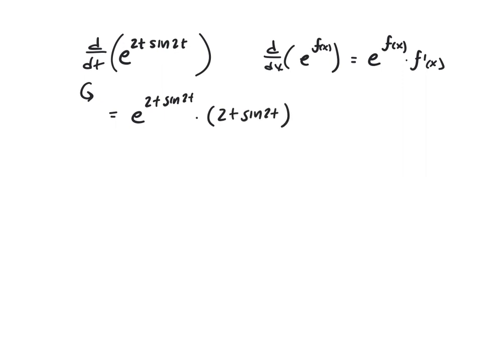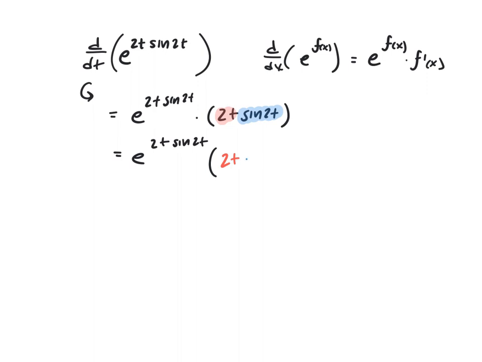sine of 2t. Now, this is just a product of two functions, right? So I'm just going to break it up. You could make the two functions anything you want here, but you have this first function and this second function. So it's a product of two functions, and you can use the product rule, right? So it's going to be e to the 2t sine 2t times, so it's the first function, times the derivative of the second function.